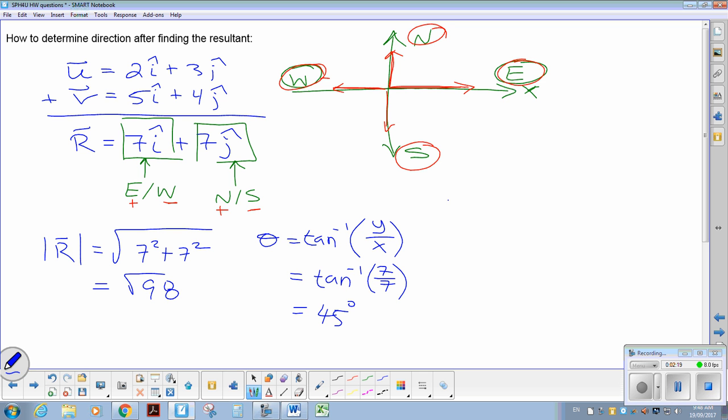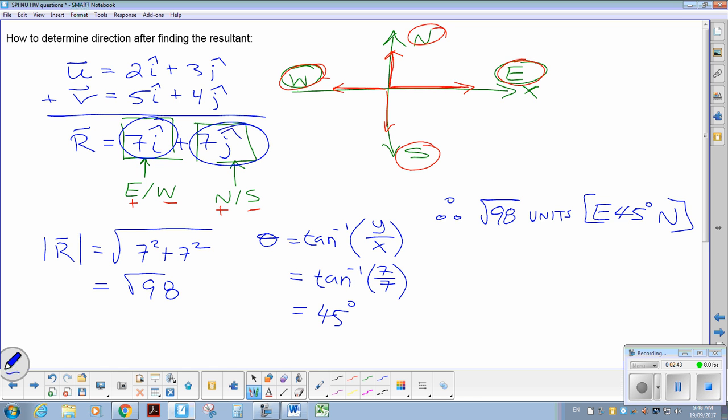So therefore, in this case, we would end up with root 98 units, and my direction would be, because it's a positive value over here on the 7, we would be heading east. I insert my angle. The y component's also positive, so it would be north.